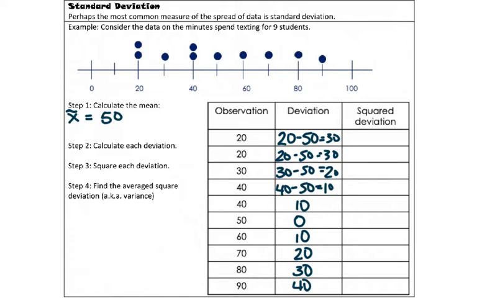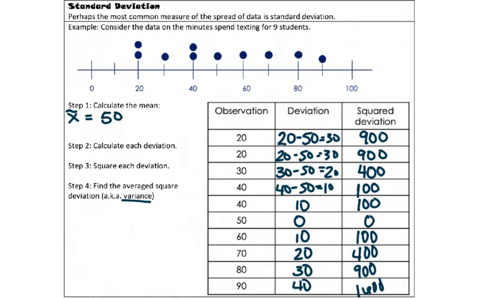For step 4, we're going to find the average squared deviation. If I square the deviation, here's what I get. 30 squared is 900. 20 squared is 400. 10 squared is 100. 0 squared is 0. 100, 400, 900. So variance is the average squared deviation. I'm going to add these all together and divide by how many there are. This number that you got is called the variance. I got 540 as my variance.